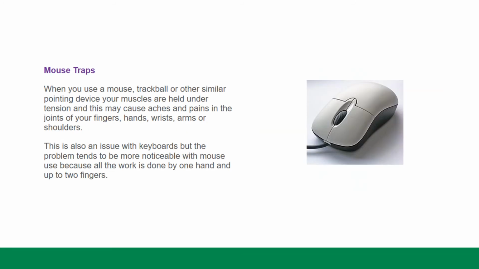When you use a mouse or other similar pointing device, your muscles are held under tension, and this may cause aches and pains in the joints of your fingers, hands, wrists, arms or shoulders. This is also an issue with keyboards, but the problem tends to be more noticeable with mouse use because all the work is done by one hand and up to 2 fingers.